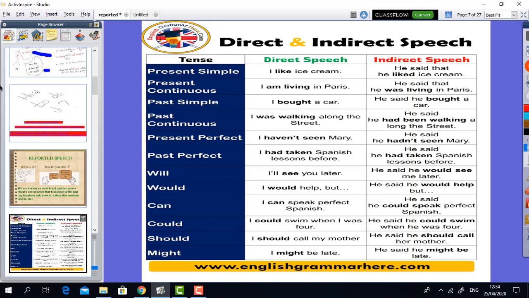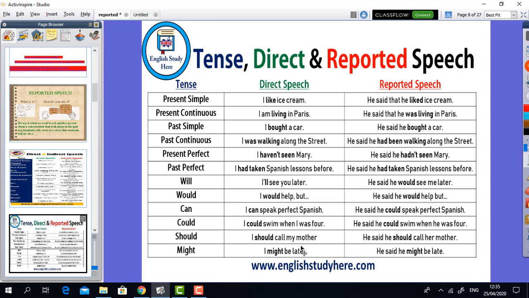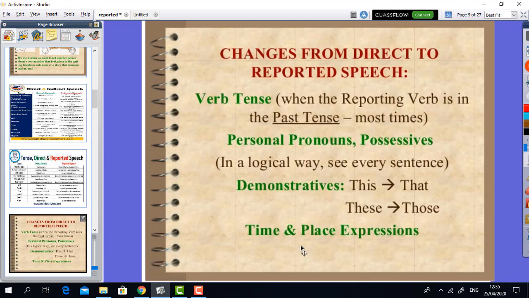So here you have some examples about reported or indirect speech, and try yourself to extract and to get the rules from the examples in front of your eyes. You can pause the video. You have a second table that can help you.